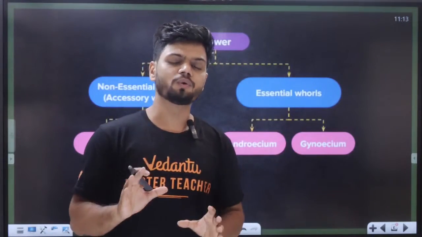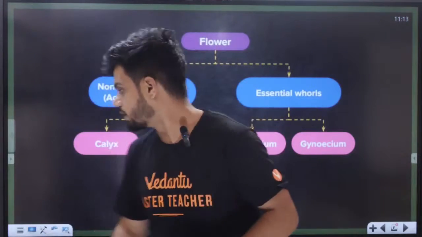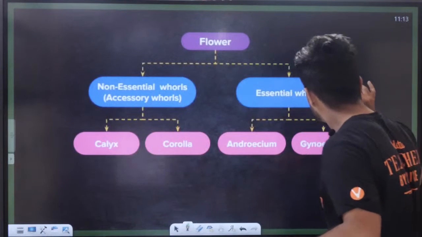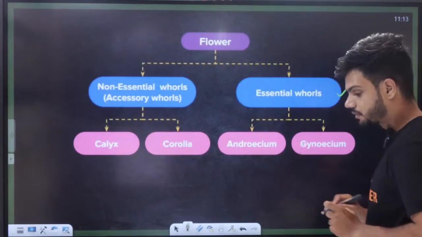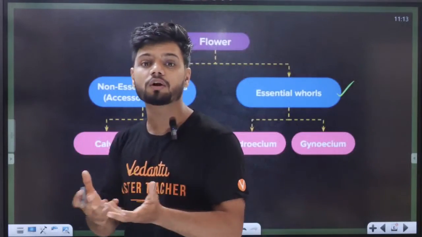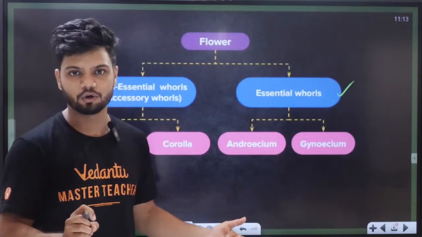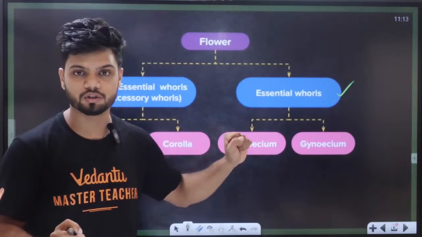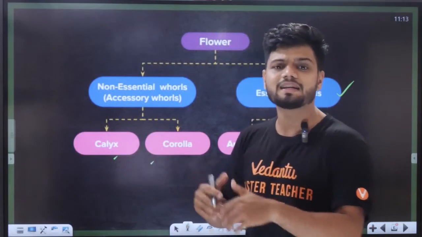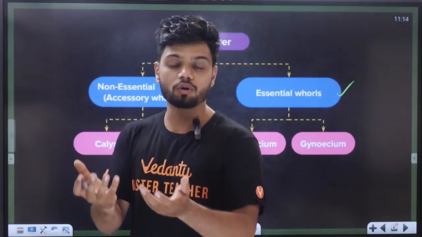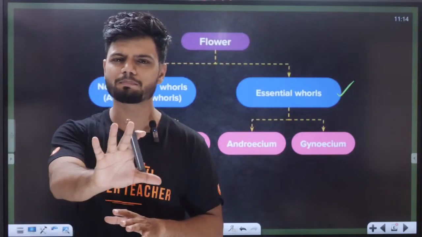The next thing you need to understand is essential whorls and non-essential whorls. What is an essential whorl, students? Essential whorls, such as the androecium and gynoecium, are directly involved in reproduction. Without the androecium and gynoecium, reproduction is not possible at all. Now, what are non-essential whorls? The calyx and corolla have an indirect role. For example, the corolla helps in attracting pollinators.